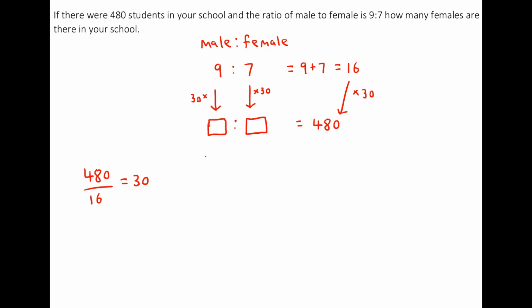So in this case, 9 times 30 is going to be 270, and 7 times 30 is going to be 210. So to answer their question, how many females are there in your school? There would be 210 females. And if you want to check if this answer is right, just check. Does 270 plus 210 equal 480? Yes. So that's how you know you've done your ratio correctly and you got the correct answer of 210 female students.